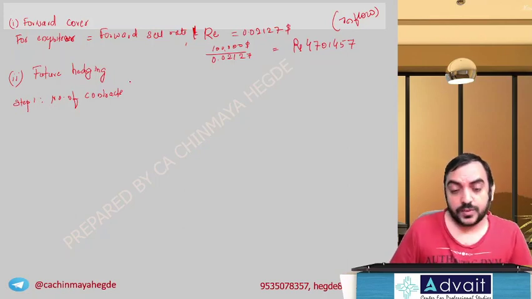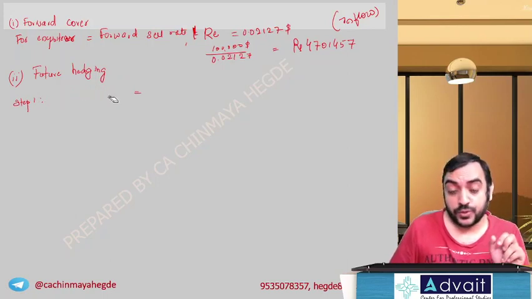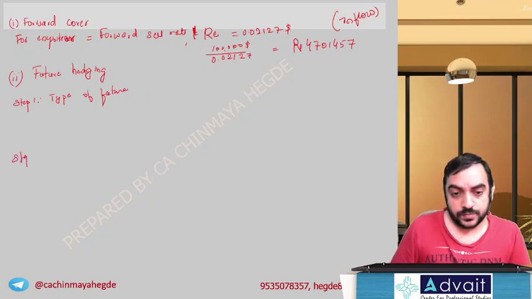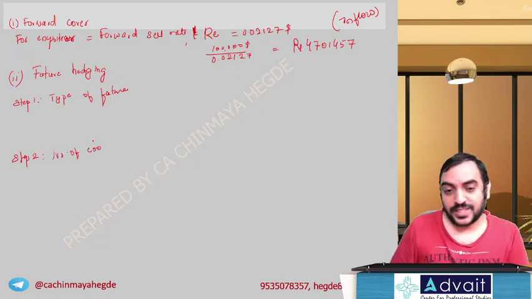Number of contracts. The first step is the type of future, future buy or future sell. The same steps we follow in options. Then step 2, number of contracts, like option, same steps.